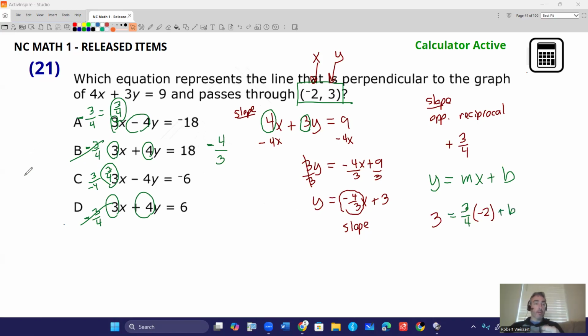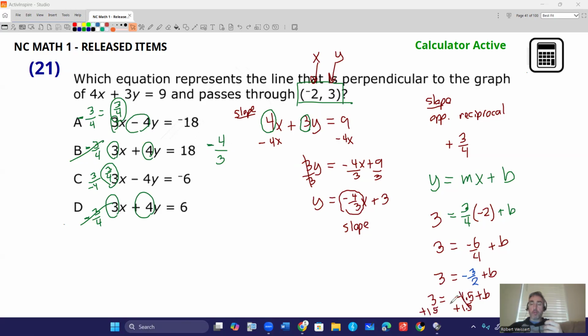So by doing a little bit of multiplication, we can say 3/4 times negative 2. So this is going to be 3 equals negative 6 divided by 4 plus b. We can reduce negative 6/4, since they're both divisible by 2, to negative 3/2. So this will be 3 equals negative 3/2 plus b. Now, negative 3/2 is negative 1.5. So 3 equals negative 1.5 plus b. Since that's a negative, I'm going to add 1.5 to both sides.